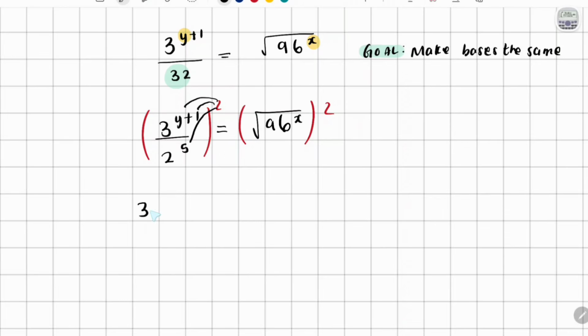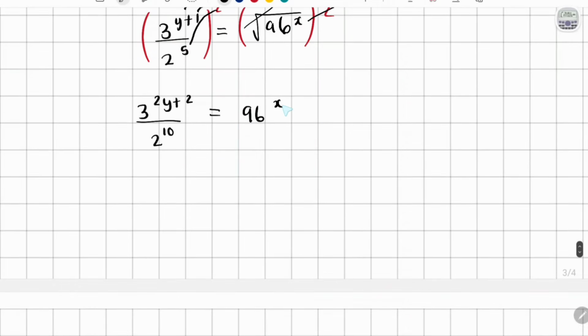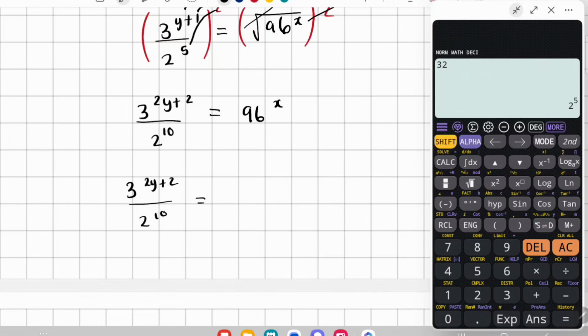So we're going to have 3 to the power of 2y plus 2 over 2 to the power of 5 times 2, which is 10, is equal to, now over here, the root and that square cancel. So 96 to the power of x. Now it seems like a good time to change that 96. So we can write 96 in an exponential format. So 3 to the power of 2y plus 2 all over 2 to the power of 10 is equal to, let's change 96. 96 equals, and we use shift fact. Okay, so it's 2 to the power of 5 times 3.